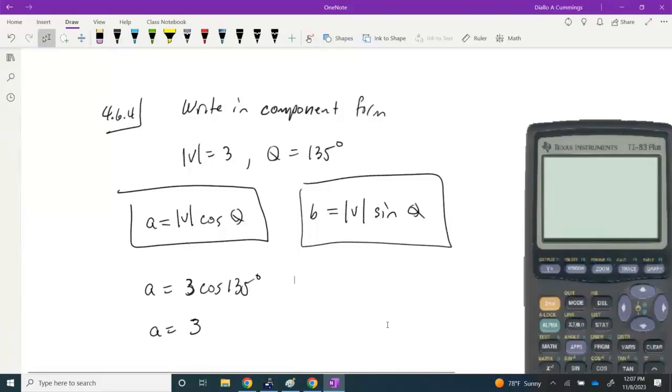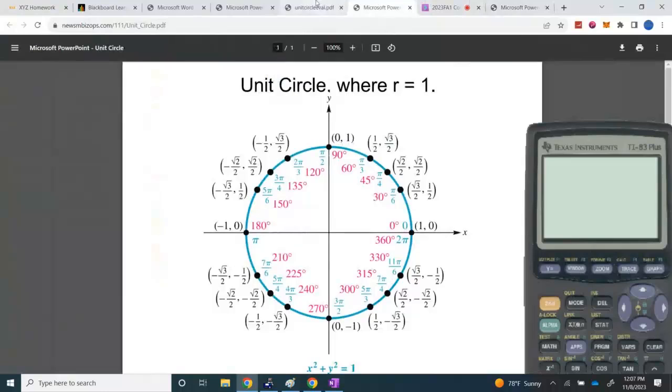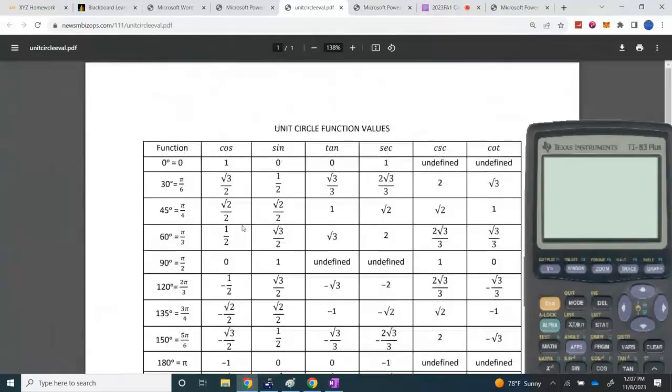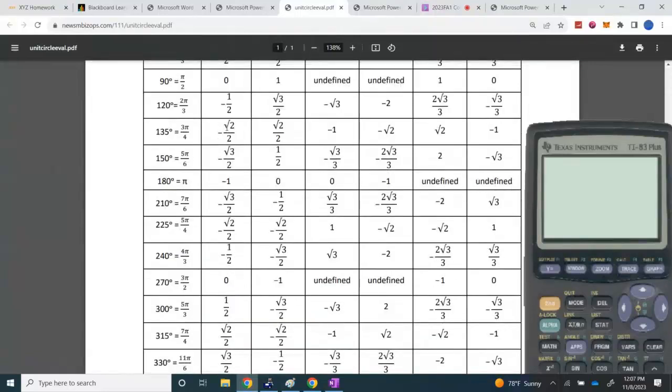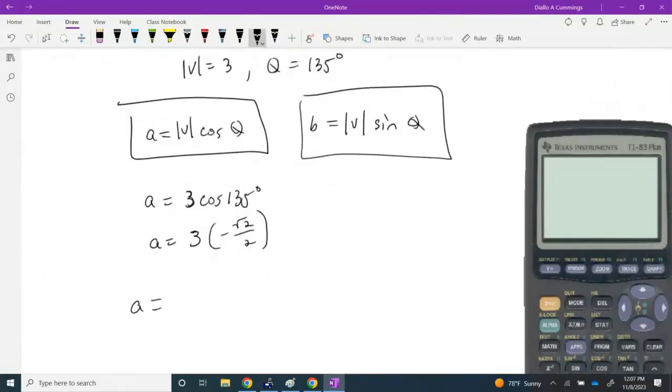So if I use the unit circle or the unit circle function values chart to find the cosine of 135 degrees, that is going to give us negative square root of 2 over 2, right? So the cosine, which is the x-coordinate of 135 degrees, is negative square root of 2 over 2. So if I multiply those two things together, I get negative 3 square root of 2 over 2. So that is my horizontal component.